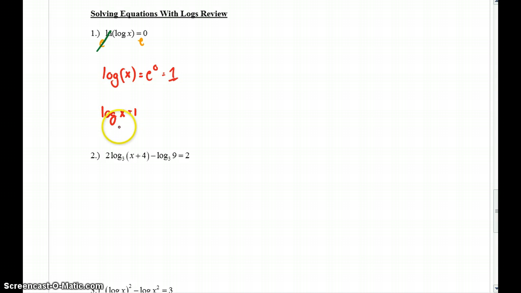This is log base 10, since it doesn't have anything below it. So this is also saying, if we convert it to exponent form, 10 to the first power equals x. If it's 10 to the first power equals x, then x equals 10.